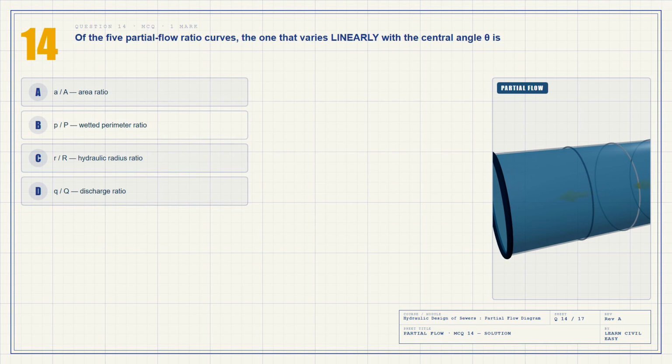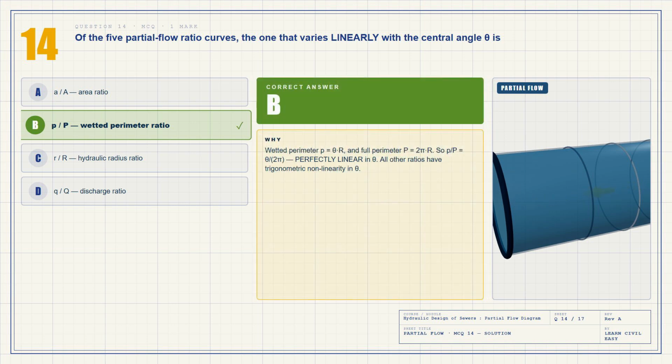Question 14. The correct answer is B, P over P full, the wetted perimeter ratio. Wetted perimeter equals theta times R and full perimeter equals 2 pi R. Their ratio is theta divided by 2 pi, perfectly linear in the central angle theta. All the other ratios have trigonometric terms and are non-linear.